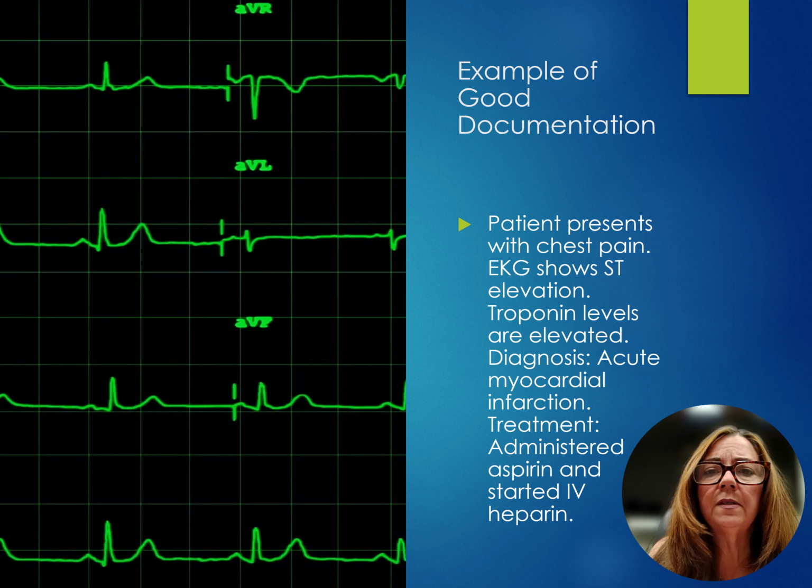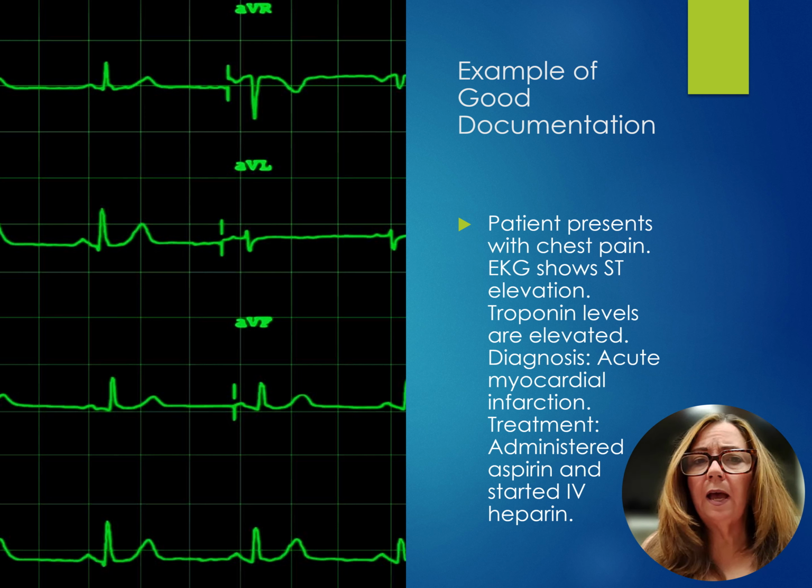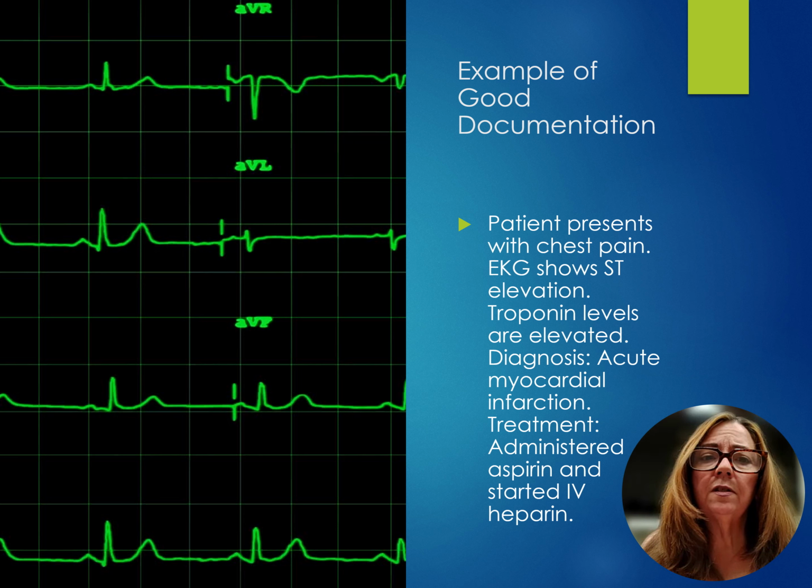A diagnosis of acute myocardial infarction is specific and based on the documented clinical findings. This ensures that there is a clear link between the patient's symptoms, diagnostic tests, and the diagnosis. The treatment provided, the administered aspirin and IV heparin, is clearly documented. This not only records the interventions performed, but also provides a rationale for the chosen treatment.